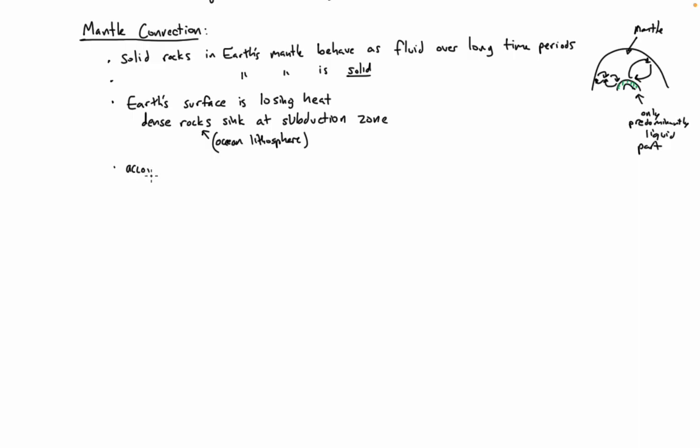So this motion, we're not used to thinking about rocks being able to flow. That motion is accommodated by various processes, including, and this is the one I want to talk about because it's related to a recent topic, diffusion. So there's something called diffusion creep, and this is one of the main processes that allows the rocks to move.